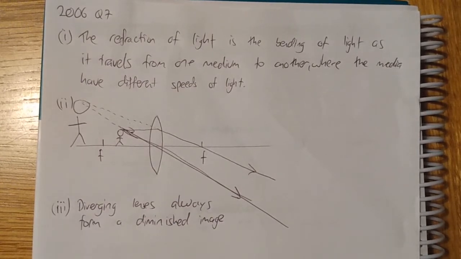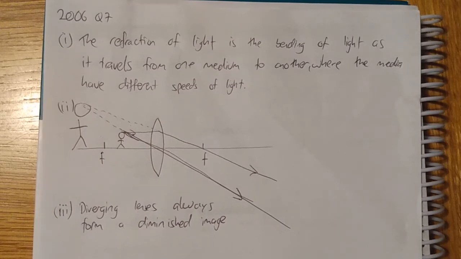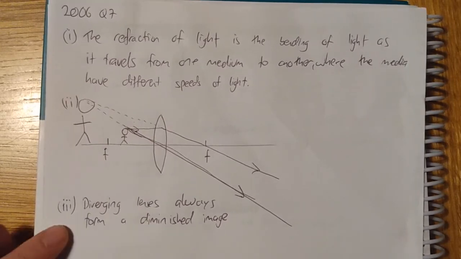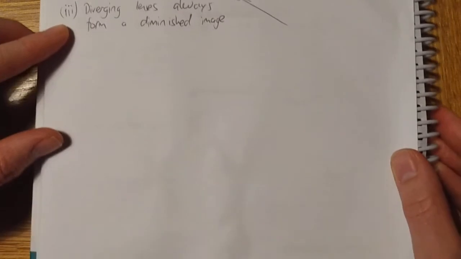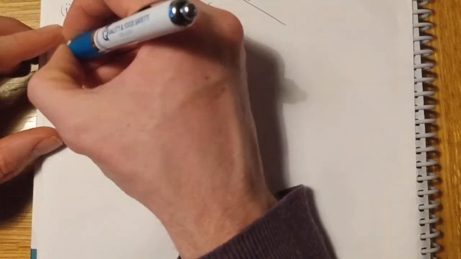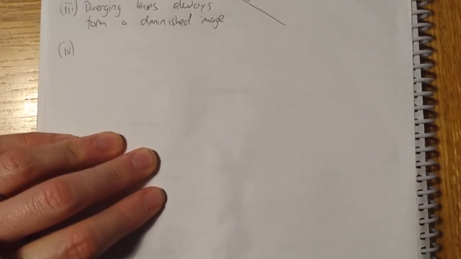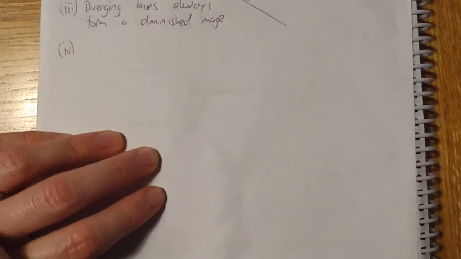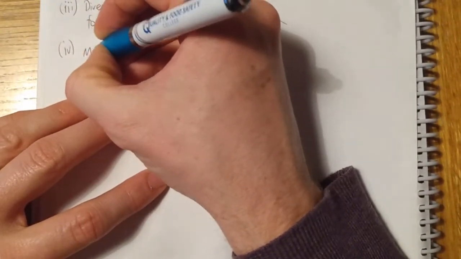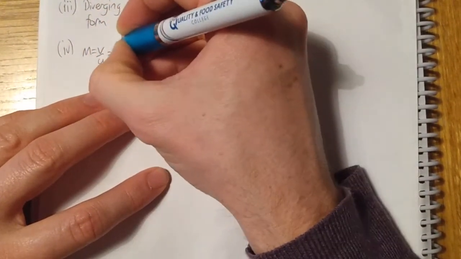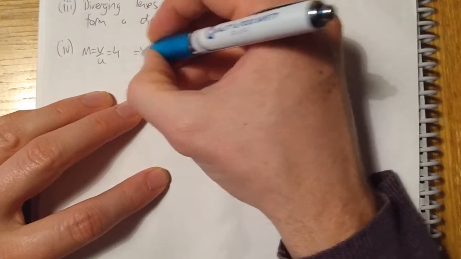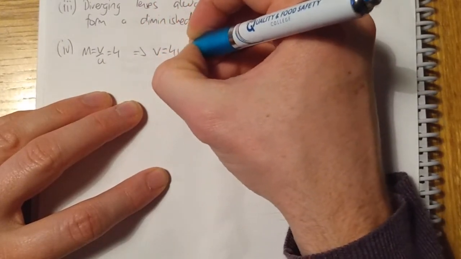Right, the converging lens has a focal length of 8 centimeters. Determine the two positions that an object can be placed to produce an image that is four times the size of the object. I'm going to just slide this up a little bit for you. So magnification, which is equal to V over U, is 4. What that means is that V is going to be 4 times U.